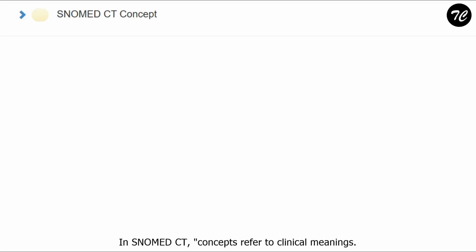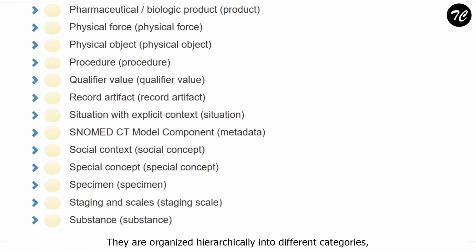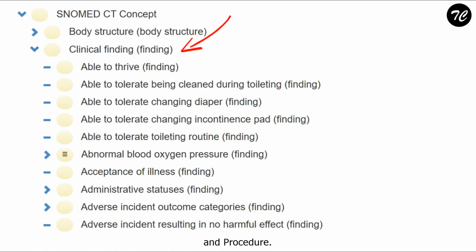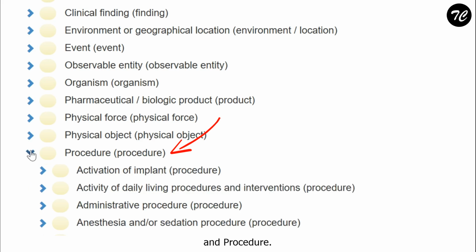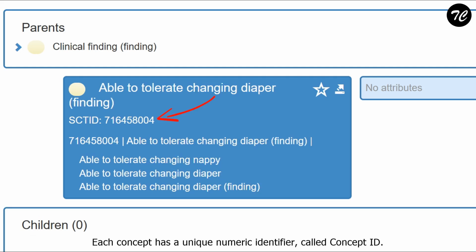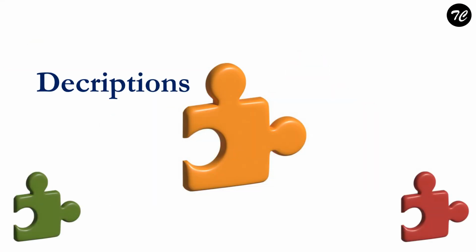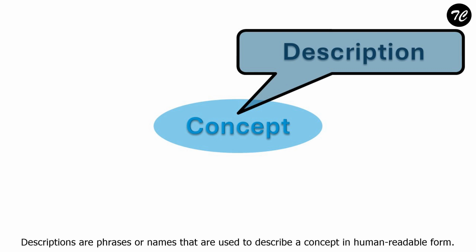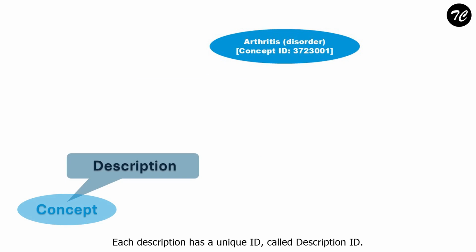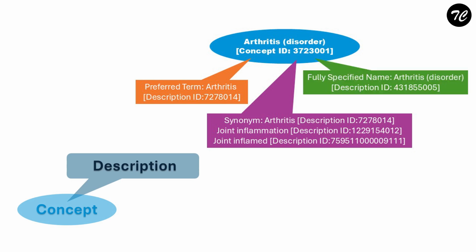In SNOMED-CT, concepts refer to clinical meanings. They are organized hierarchically into different categories, such as clinical finding and procedure. Each concept has a unique numeric identifier, called concept ID. Descriptions are phrases, or names, that are used to describe a concept in human-readable form. Each description has a unique ID, called description ID.